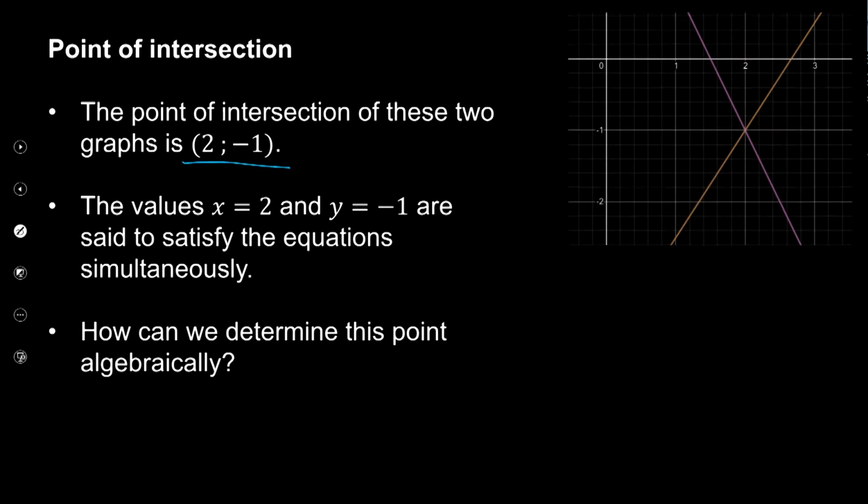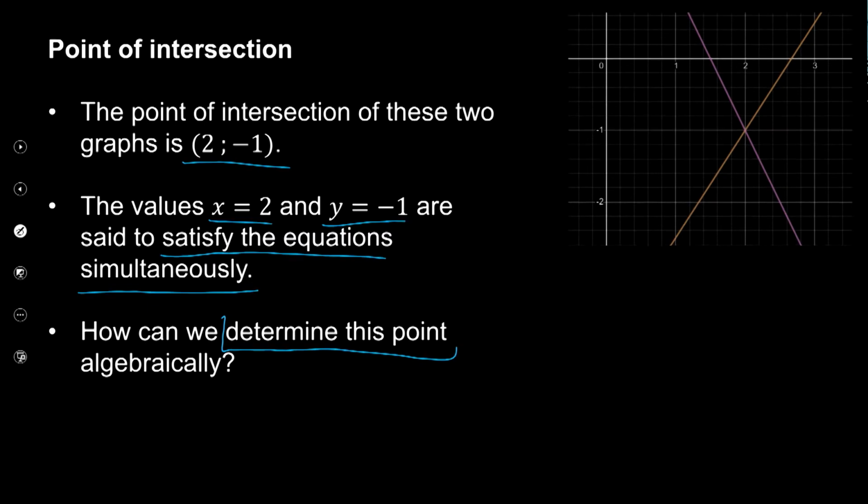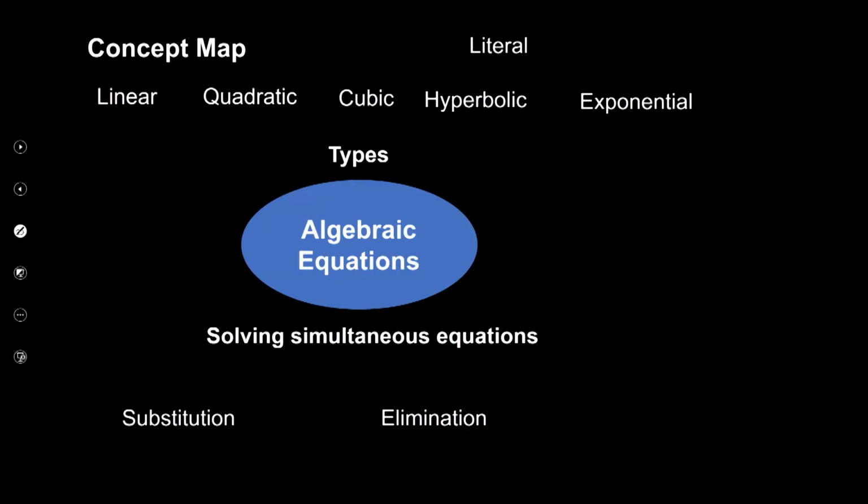And then the value of x equals 2 and y equals minus 1 are said to satisfy the equations simultaneously. So if I substitute both of them at the same time, I will get the correct answer that's on the right-hand side. But our big question now is, how do you do this using algebra, right? That's our really big question here. And just on my mind map here, remember I said it's going to be these two methods.